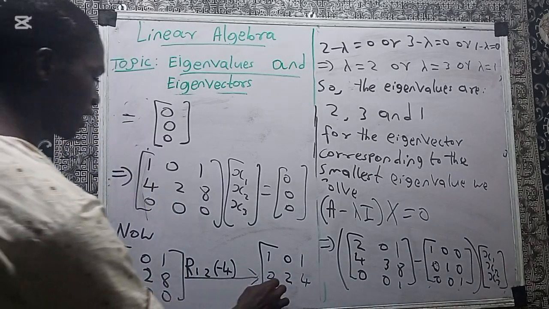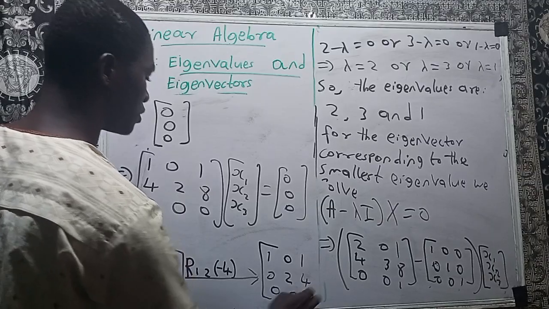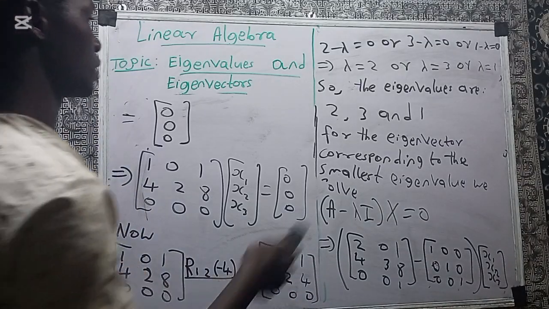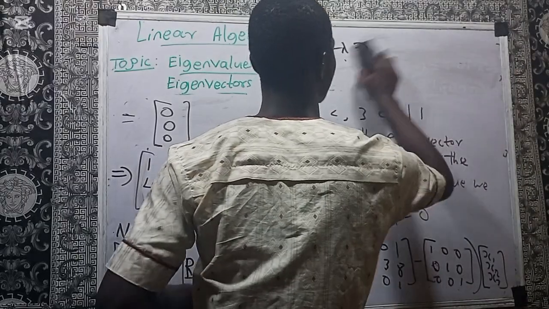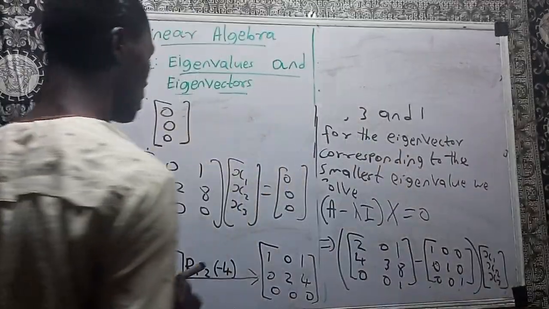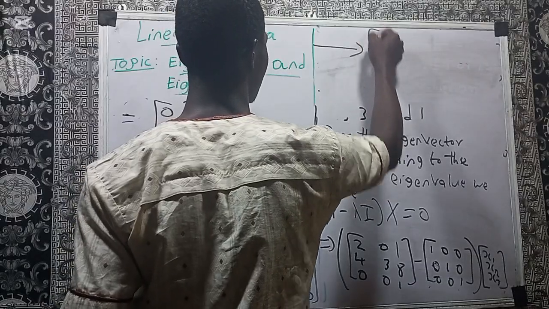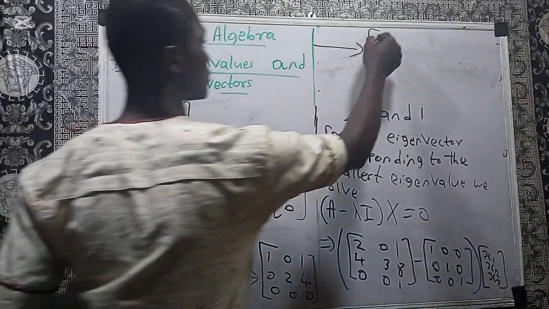Then we'll write our third row, the entries of the third row. So now we are going to continue the operation. The operation has not finished.